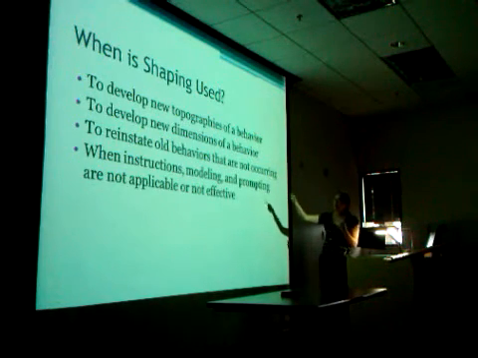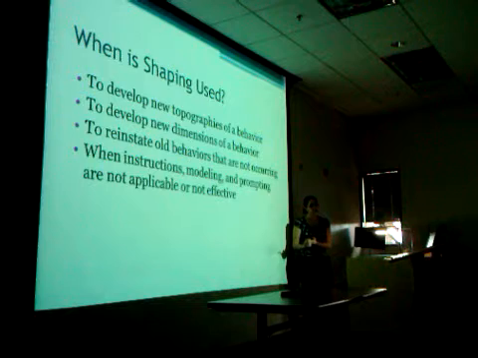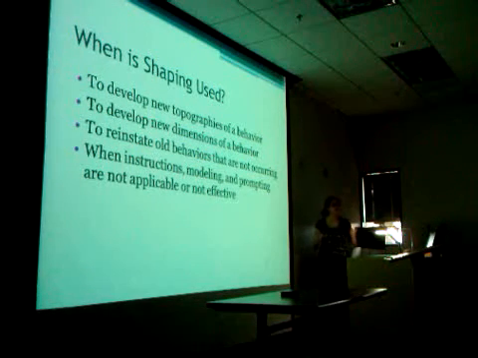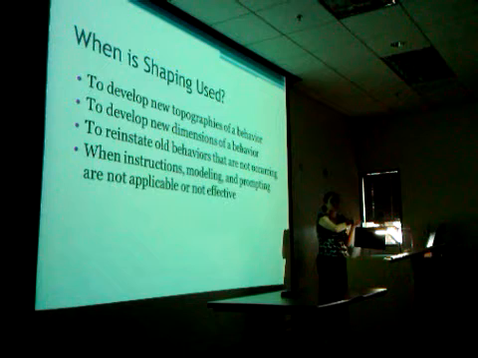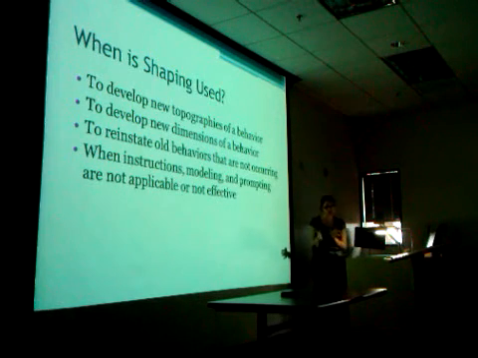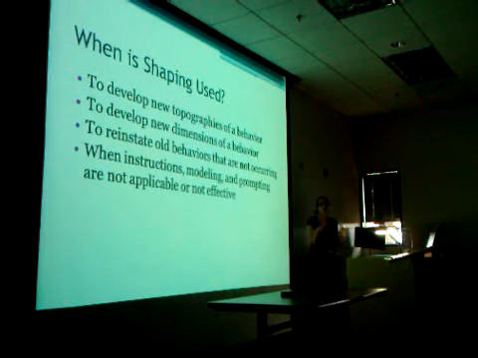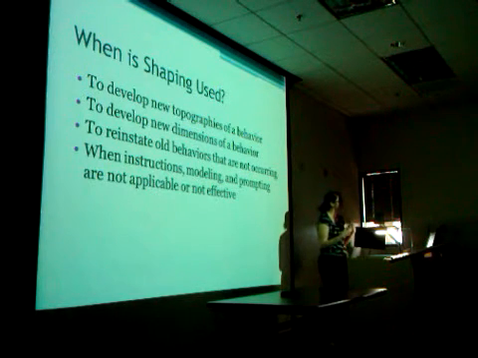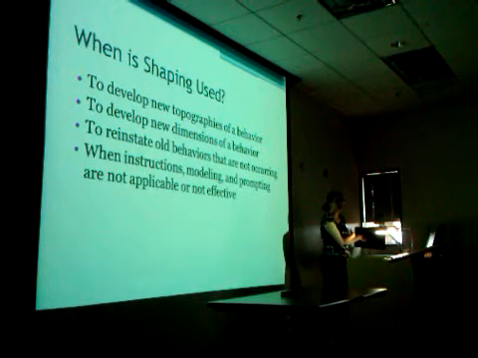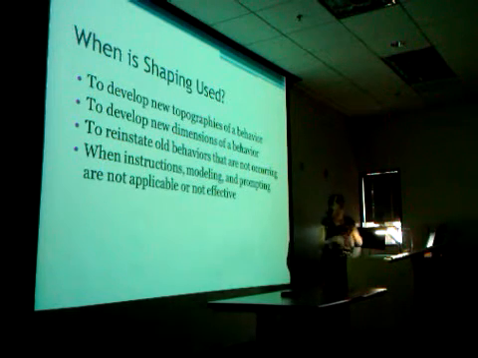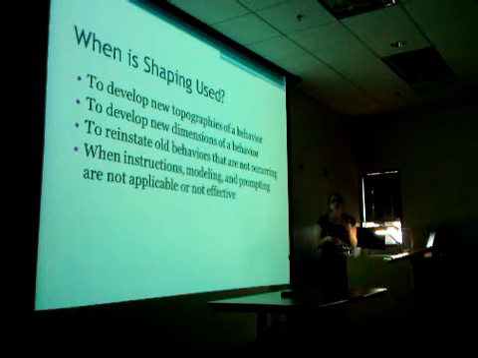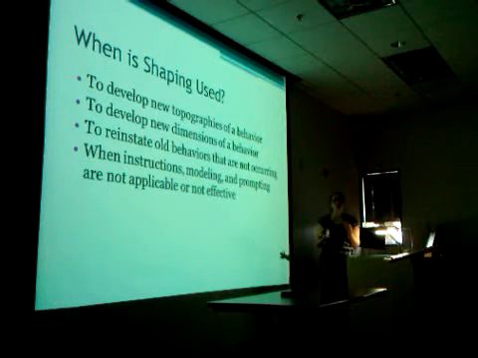Shaping can also be used to reinstate old behaviors that are not occurring. So, for example, in some cases with autism, individuals were typically developing normally. Let's say they were able to speak, they had words, they were able to socialize a little bit, but then something happens and they start to lose all of those behaviors. So now we want to bring those behaviors back. We could use shaping to get those behaviors to start occurring again, to help them talk again and use words. Okay, shaping is used.